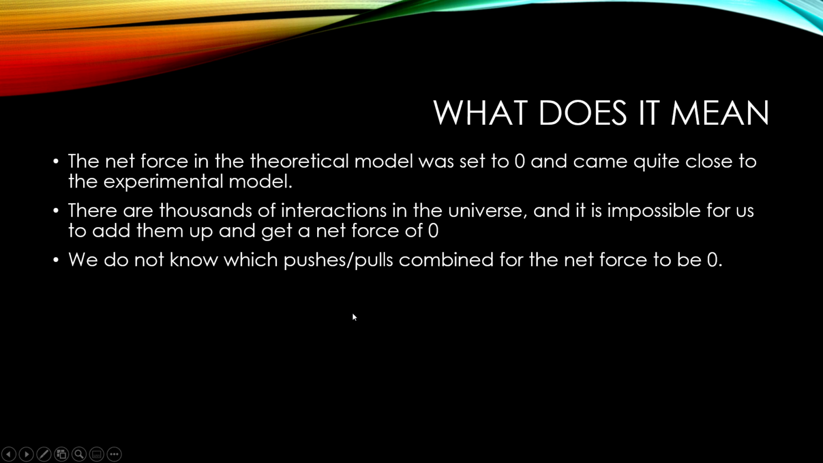So what does this mean for the entire experiment? The net force of the theoretical model was set to 0, and it came quite close to the experimental model. But there are thousands of interactions in the universe, and it is impossible for us to add them up and get a net force of 0. We don't know which pushes and which pulls are coming in and how to combine and balance them out so that the net force would be 0, and that way our experimental model would be closer to our theoretical.